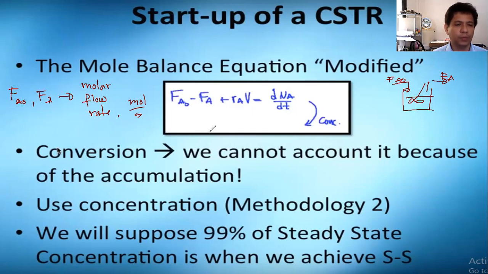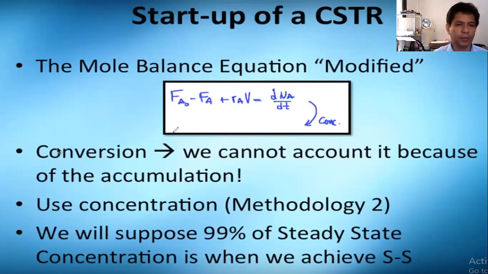What we're going to do is suppose that we achieve steady state when we reach 99% of the steady state concentration. This is our condition: 99% of the steady state concentration. When that is achieved, that is the time we are looking for. I hope you get this one. Equation.